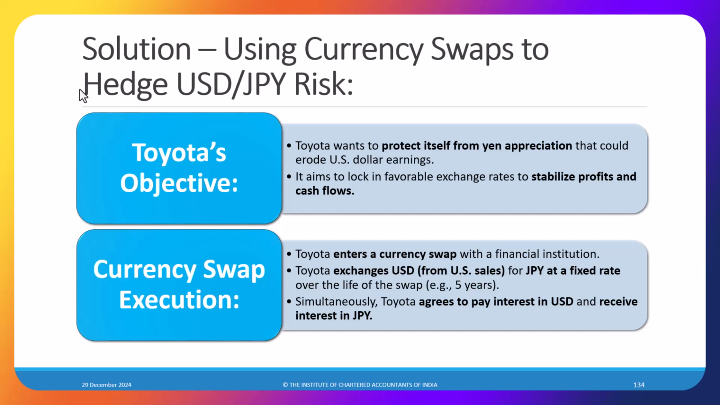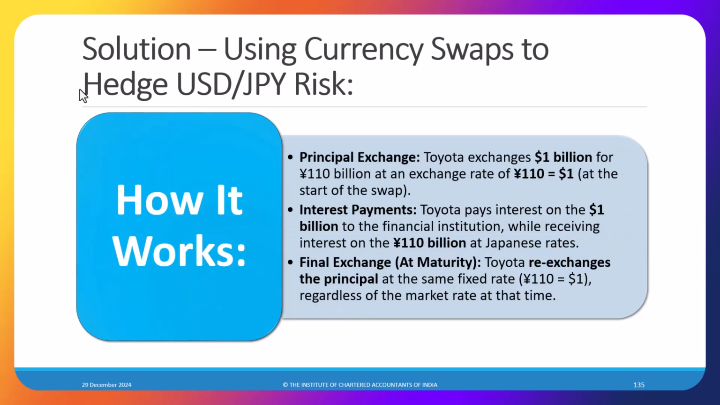Simultaneously, Toyota agrees to pay interest. Now, since they have borrowed this money, they have to pay interest. But they have brought this money into Japan and invested in Japan, and they are earning interest on that. So, principal, Toyota exchanges 1 billion for 110 billion at an exchange rate of 110 at the start of the swap. Interest payment, Toyota pays interest on 1 billion to the financial institution while receiving interest on 110 billion in Japanese yen. So that means they have got 110 billion at the rate of 110.